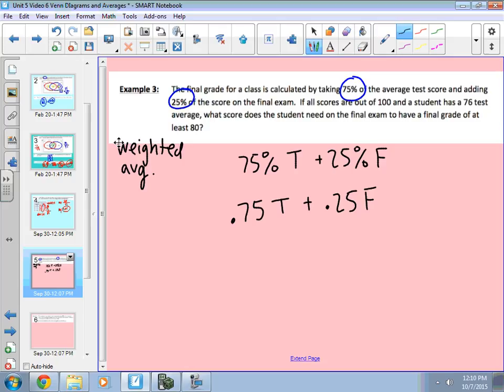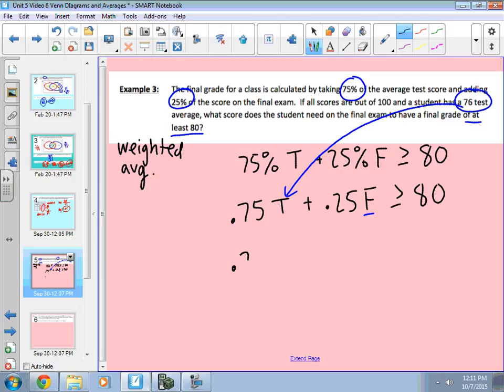Now, this person wants to get a grade of at least 80. Okay, we've talked about at least. That means we want it greater than or equal to 80. This person looks like they probably want a B or higher here. So what we need to do now is plug in what our test score is and what our final score is, or solve for one of them. Now they tell us here that the student has a 76 test average. That means we know what they got on their tests. What we want to find out is what they need on that final. So let's plug in what we know and solve for what we need.